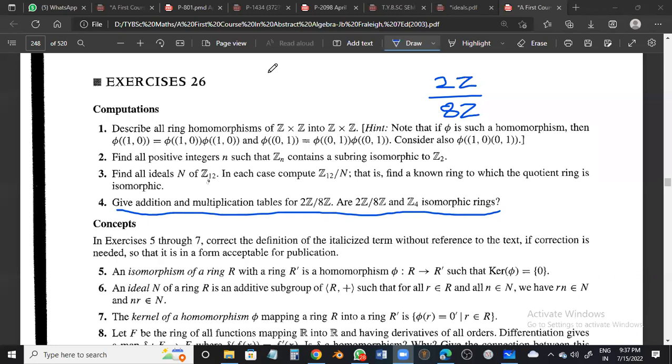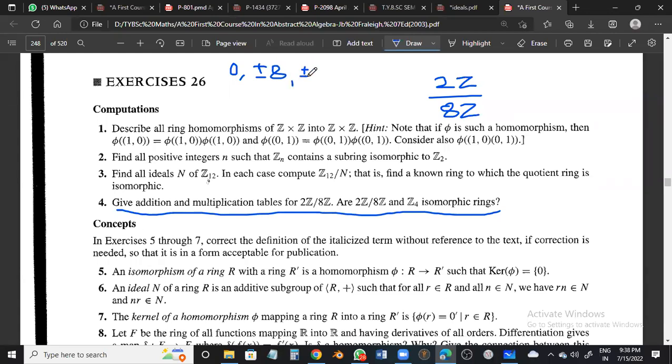No division is done. See, very first, what is 2Z? 0, plus minus 2, plus minus 4. Very good. So all integral multiples of 2. All right. What is 8Z then? 0, plus minus 8, plus minus 16. So integral multiples of 8. So actually, let me list it: 0, plus minus 8, plus minus 16, and so on.